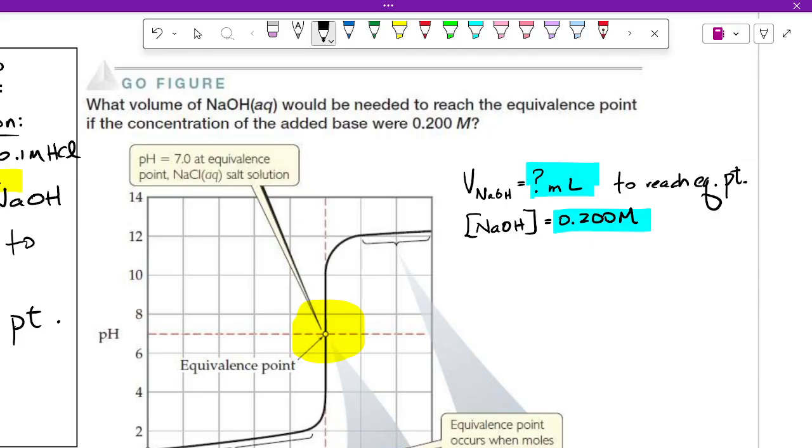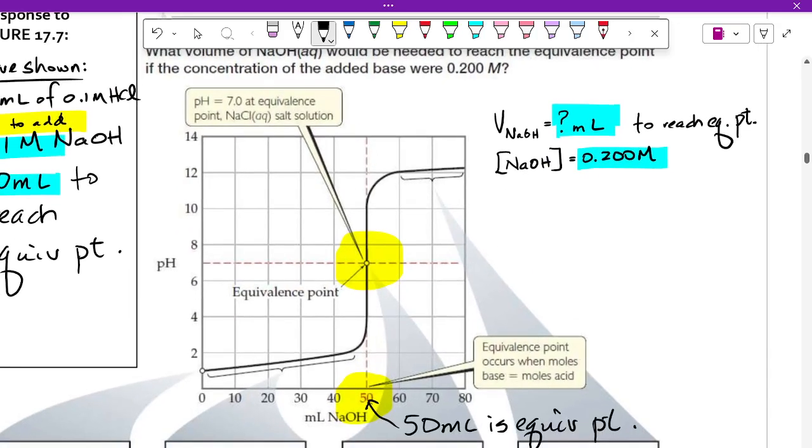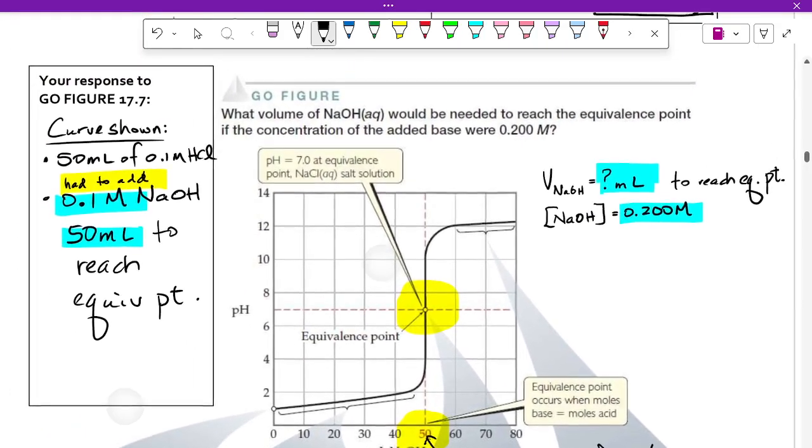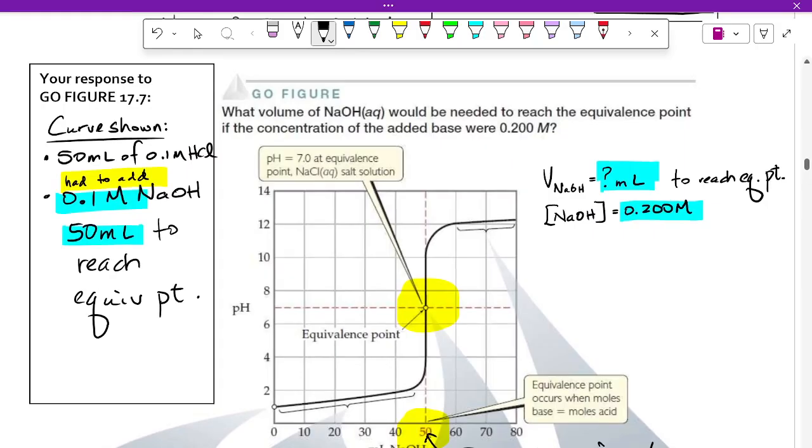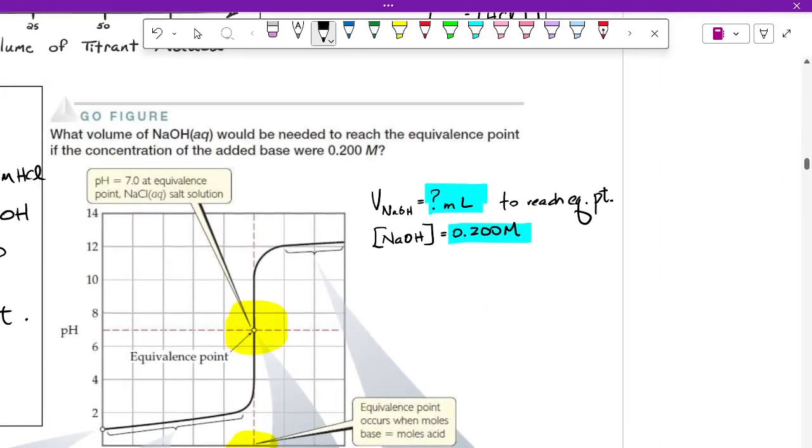Also 50 milliliters. Pardon me? Add 50 milliliters to equal it. No, we're still saying that we still have the original 50 milliliters of 0.1 molar HCl.